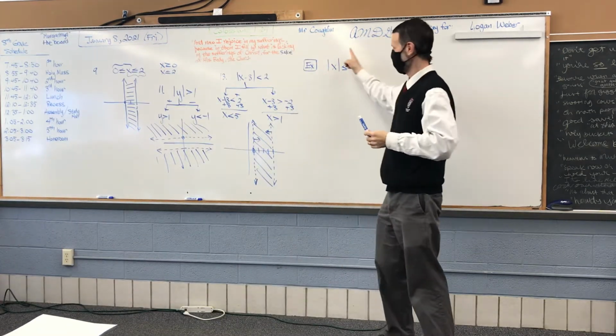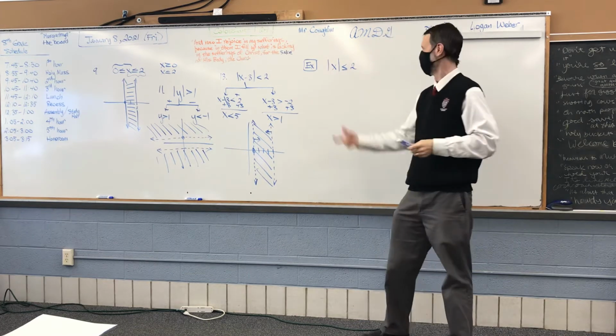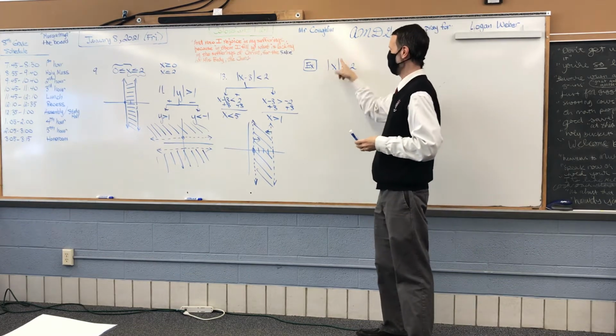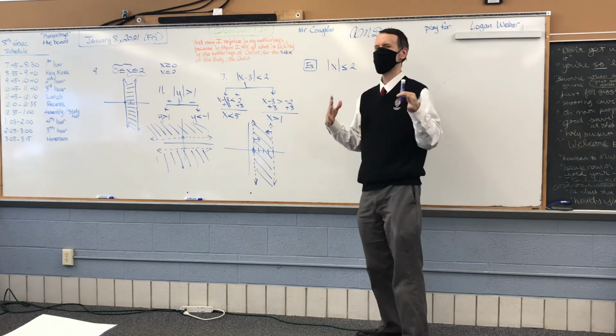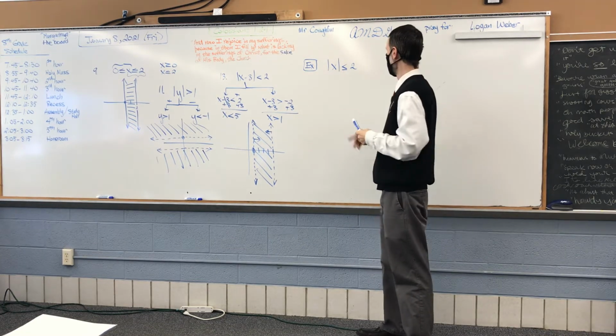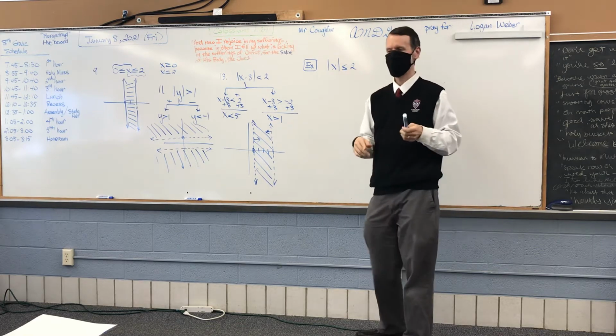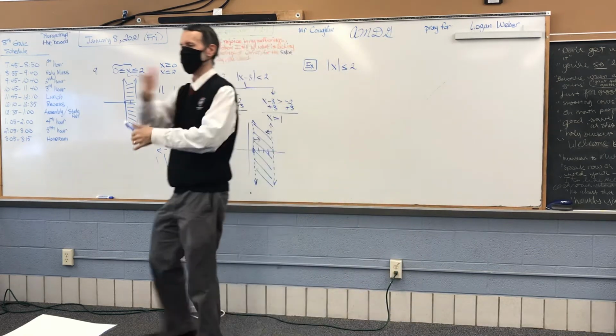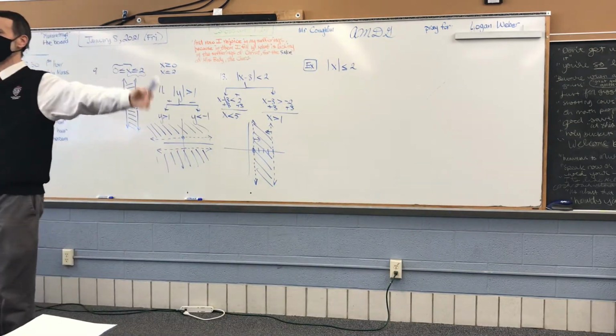Can somebody translate this into English then? So, the absolute value of x means how far x is away from 0. How far is x away from 0? 2 spaces? Less than or equal to 2? Or less. So basically, it covers all the numbers that are 2 spaces away from 0 or less.